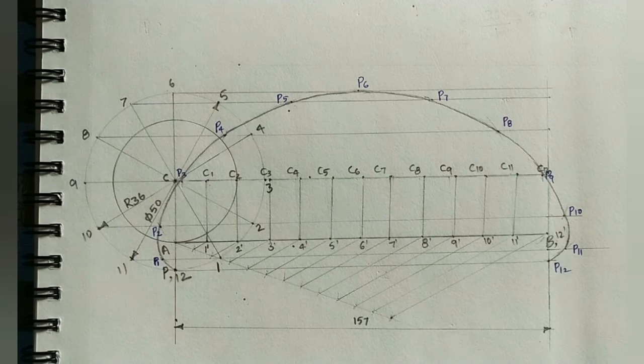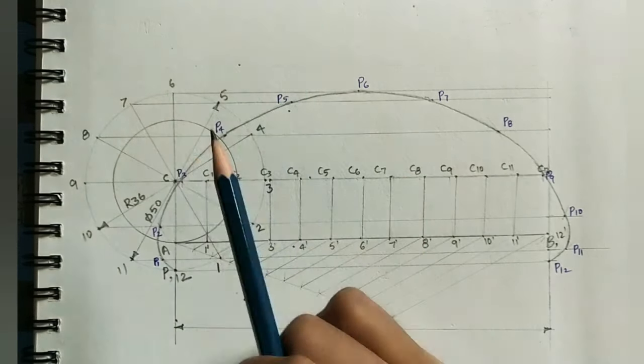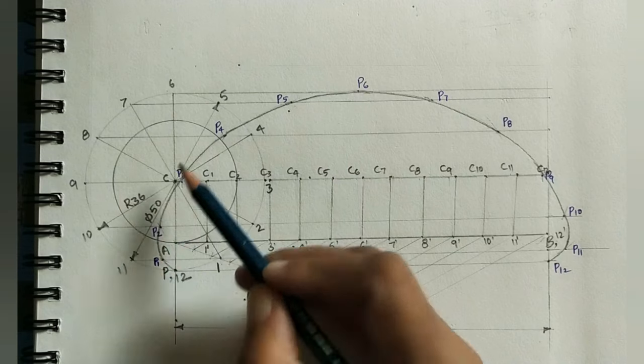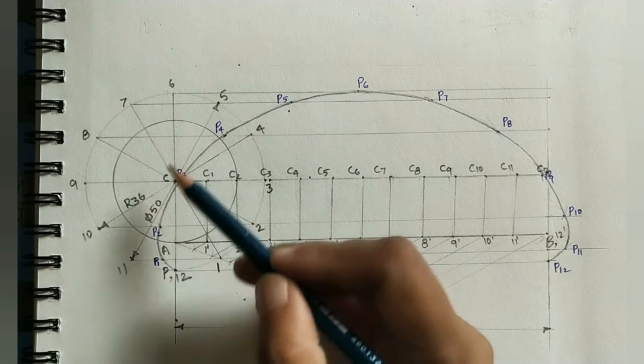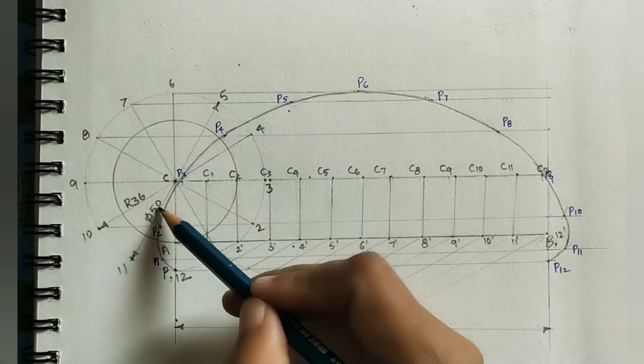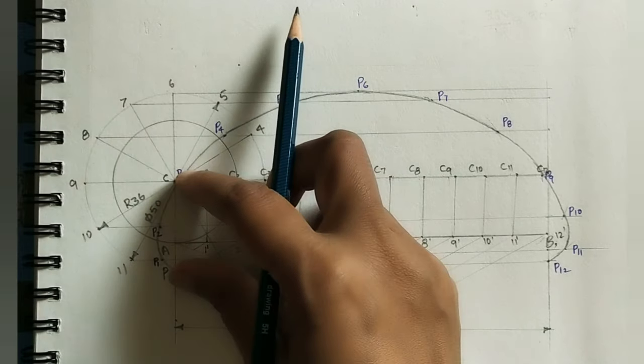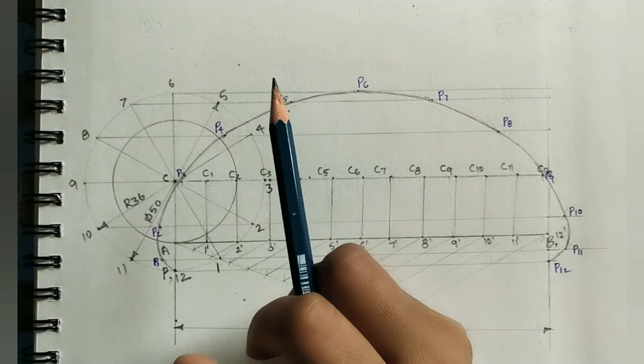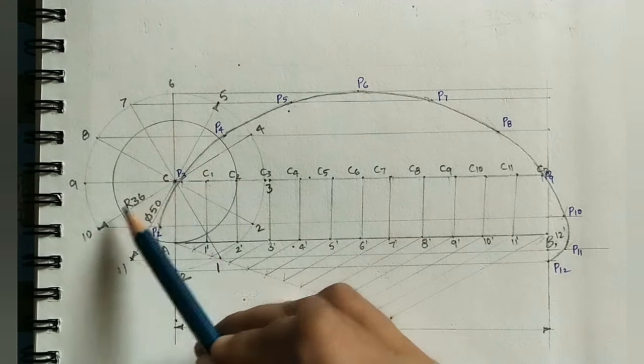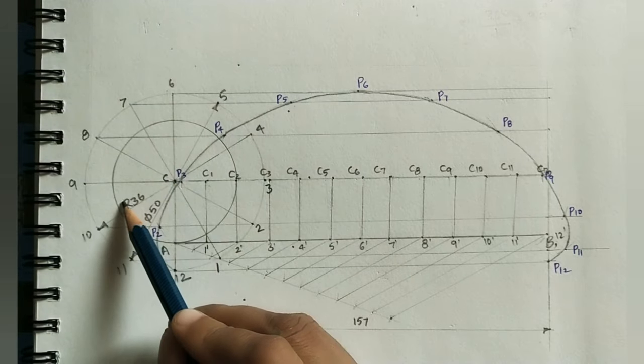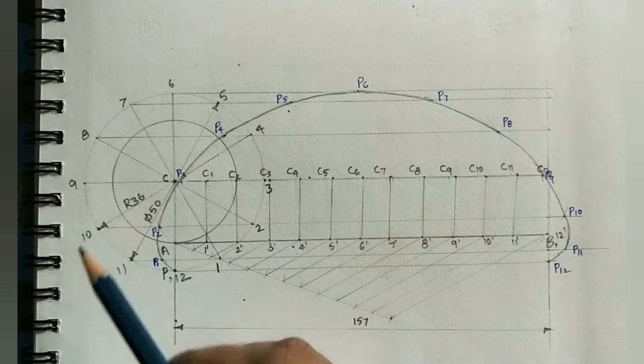Here mark the given dimensions. The diameter of this circle has been given. How much is it? 50 mm. Take any one diameter, keep arrows at both sides, and mark the diameter symbol 50. And then this CP distance is 36 mm. So take any one radius, it is the CP radius. Mark R here, 36. Keep an arrow here.